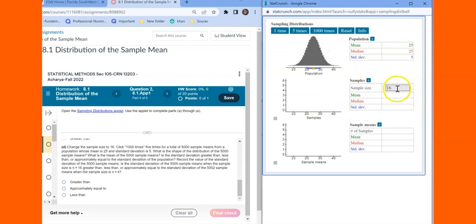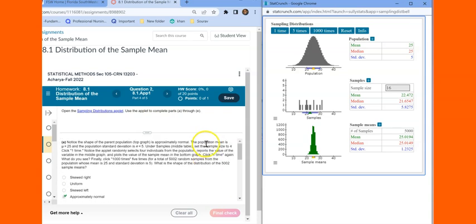Okay, now how many samples have we picked? 1000, 2000, 3000, 4000, 5000. Okay, I have 5000 samples of size 16. Makes sense to you? Now the question asks, in this case, what is the mean of the sample mean? Can you compare it to the previous question with the sample size 4?